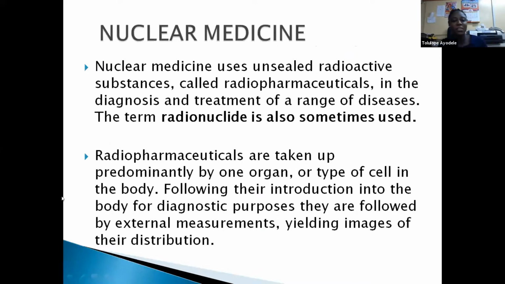What is nuclear medicine? Nuclear medicine makes use of unsealed radioactive substances. These unsealed radioactive substances are open sources. They are not encapsulated, and they are referred to as radiopharmaceuticals in the sense that radiation is mixed with a drug. We have radiation plus pharmaceuticals. So the radiation has its inherent properties, while the pharmaceuticals or the drugs have their own properties.